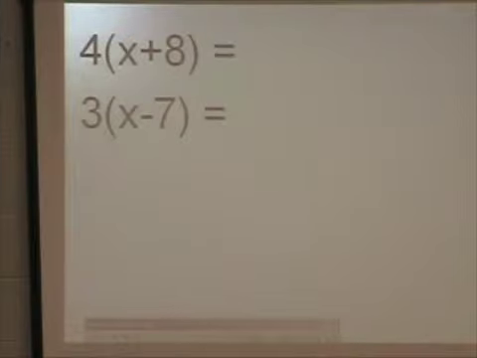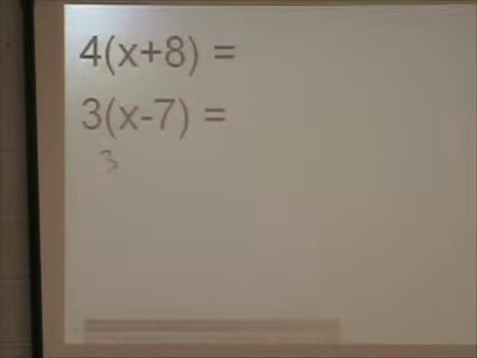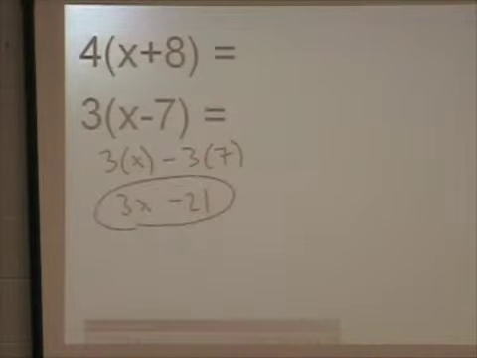Now I've got 3 times what? x. 3 times x minus 3 times 7. 3 times x is? 3x. Minus 3 times 7 is? 21. And this is your final answer. Can I combine 3x minus 21? No, because they are not like terms. Say that.